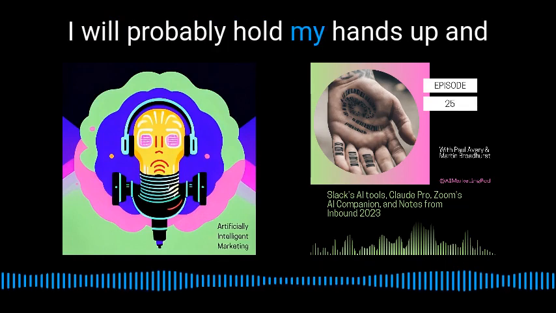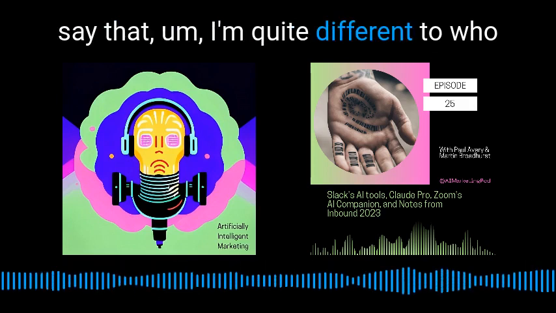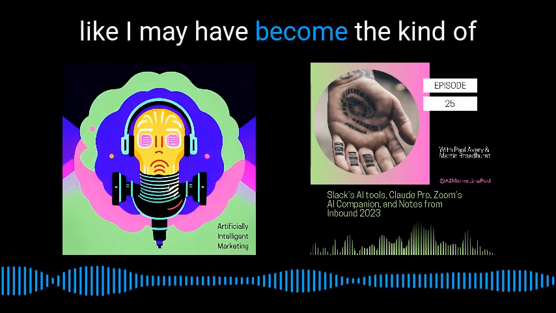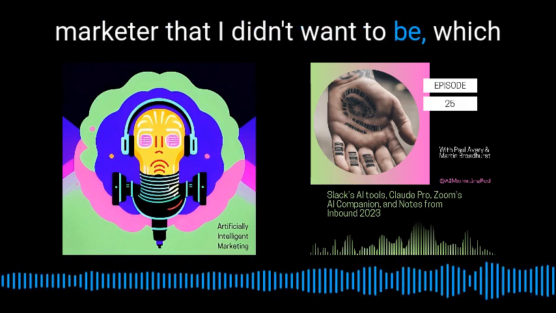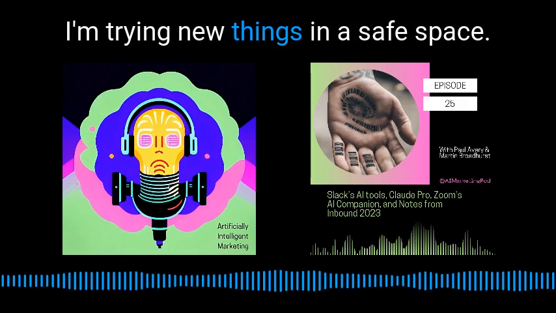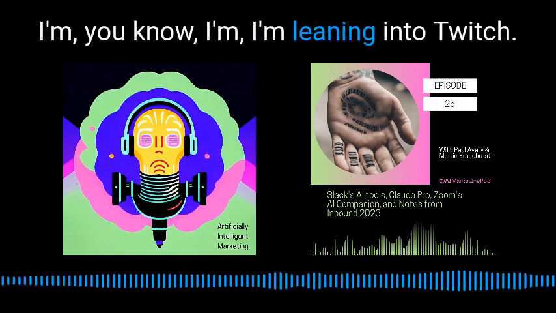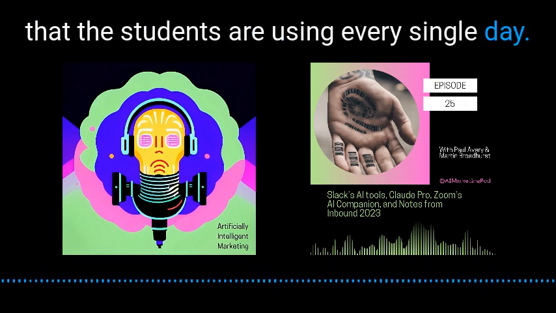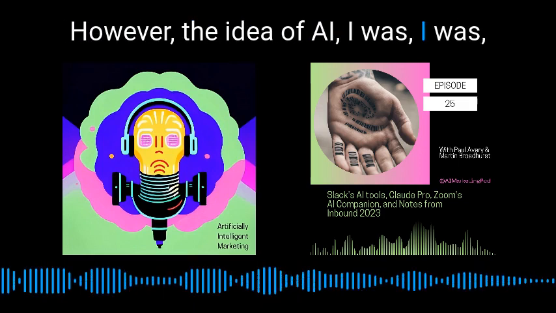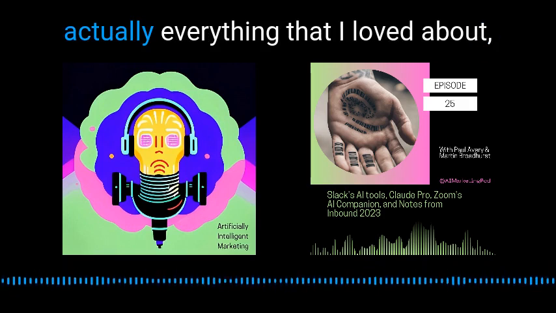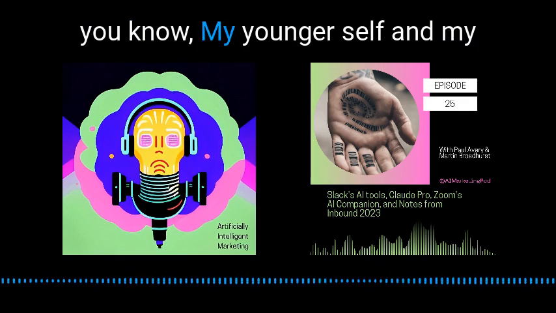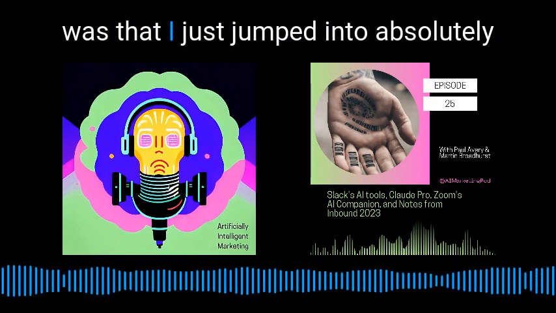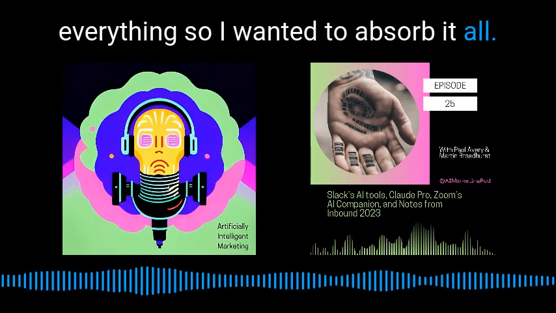I will probably hold my hands up and say that I'm quite different to who I was 7 years ago when I came to Inbound, and that I feel like I may have become the kind of marketer that I didn't want to be, which is where I'm trying new channels and I'm trying new things in a safe space. I'm leaning into Twitch. I'm trying all these new cool channels that the students are using every single day. However, the idea of AI, I was leaning away from it, and actually everything that I loved about my younger self and being more in my infancy in my career was that I just jumped into absolutely everything because I wanted to absorb it all.